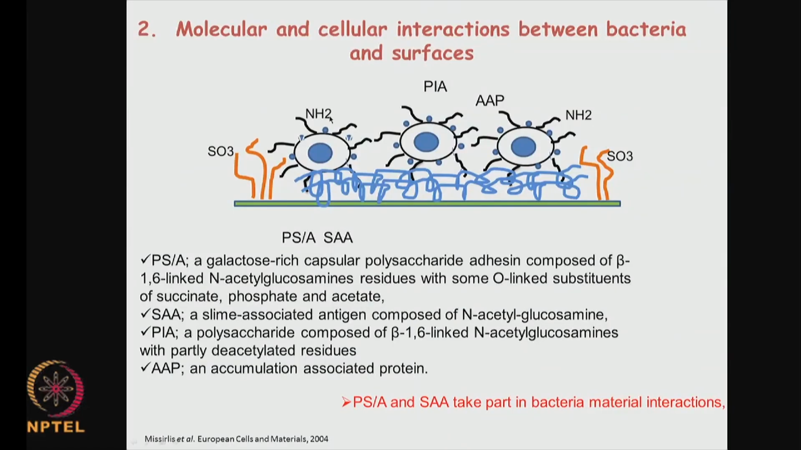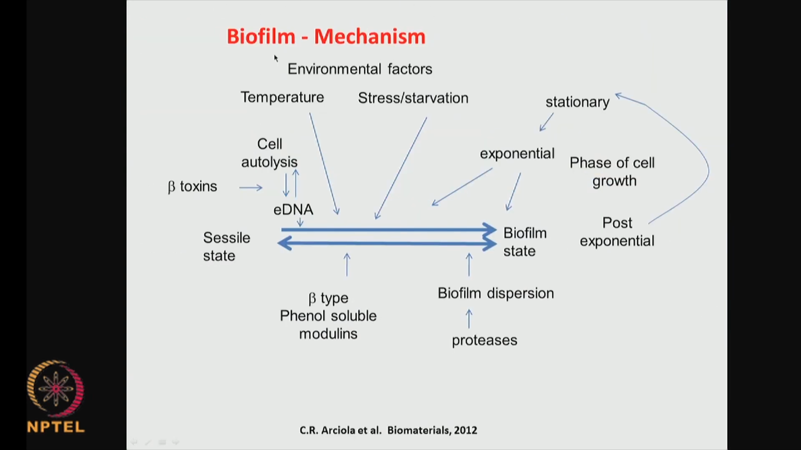So, PSA and SAA take part in the bacterial material interactions, whereas PIA and AAP in the cell-cell interaction. PIA is a polysaccharide composed of beta 1,6 linked N-acetyl glucosamines, whereas AAP is an accumulation associated protein. So, that leads into interaction between cell to cell, whereas PSA and SAA leads to interaction between the cells to surfaces.